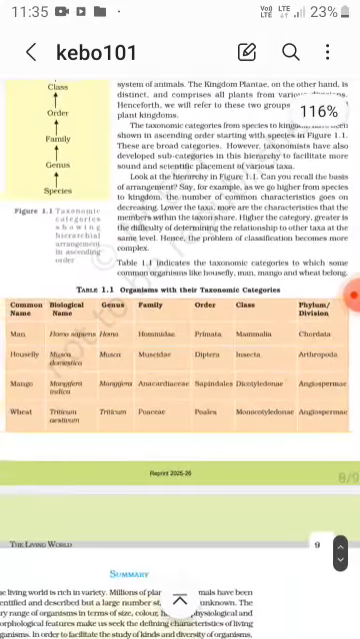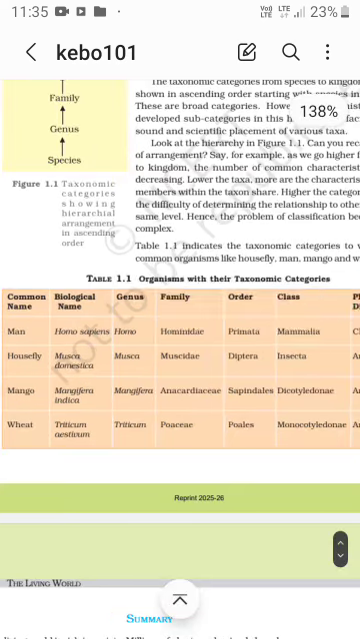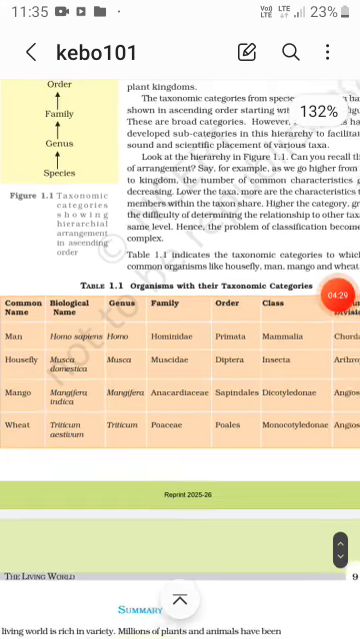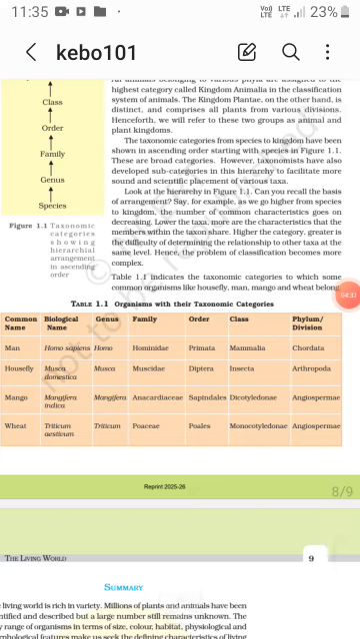Now this table. Remember order comes first, then class, then phylum or division, then kingdom. Now man. Man's biological name is Homo sapiens, genus is Homo, family Hominidae, order Primata, class Mammalia, phylum Chordata. Then housefly, Musca domestica, and mango, Mangifera indica, remember.